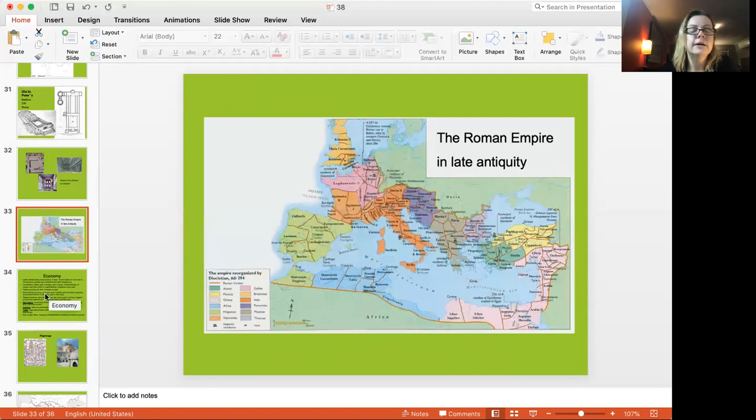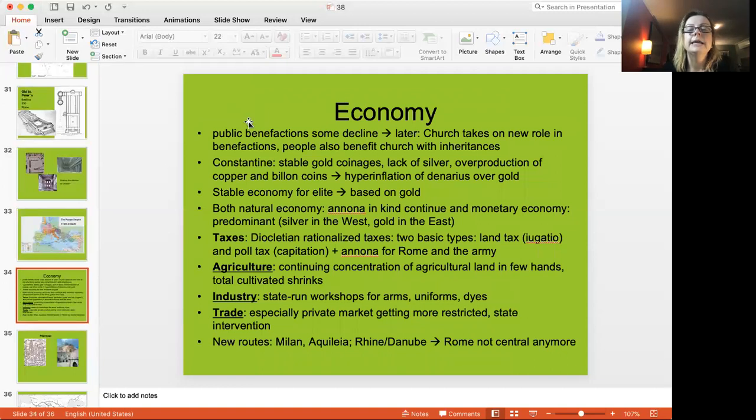And it's helpful to think a little bit about how the economy looks in this period. Traditionally in the Roman Empire, in the first 2.5 centuries, we very much expect public benefactions to run quite a bit of the economy, and those decline. And the church will take on a new role in benefiting the people, and people in turn will benefit the church with inheritances. So the church will become sort of the hub of that kind of activity.